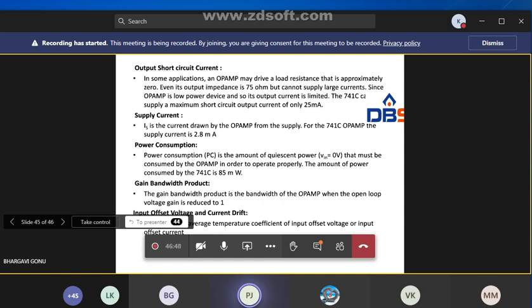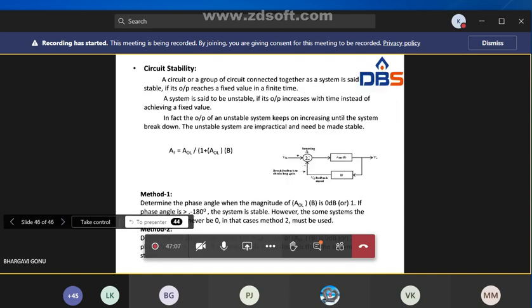Okay, so the next characteristic is gain bandwidth product. The gain bandwidth product is the bandwidth of the op amp when the open loop voltage gain is reduced to 1. So that is the gain bandwidth product. And circuit stability.